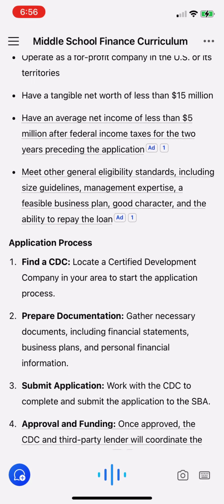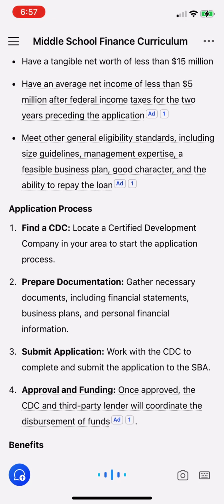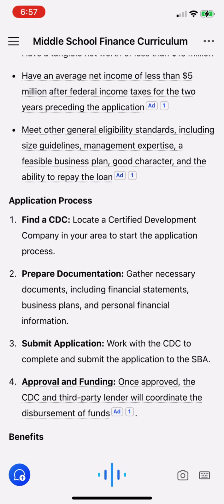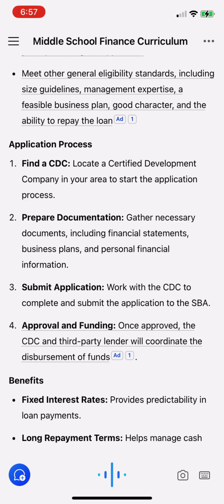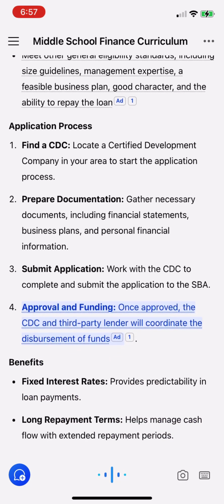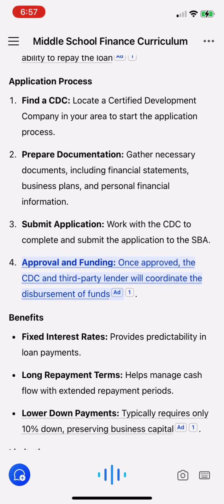Application process. Find a CDC. Locate a certified development company in your area to start the application process. Prepare documentation. Gather necessary documents, including financial statements, business plans, and personal financial information. Submit application. Work with the CDC to complete and submit the application to the SBA. Approval and funding. Once approved, the CDC and third-party lender will coordinate the disbursement of funds.